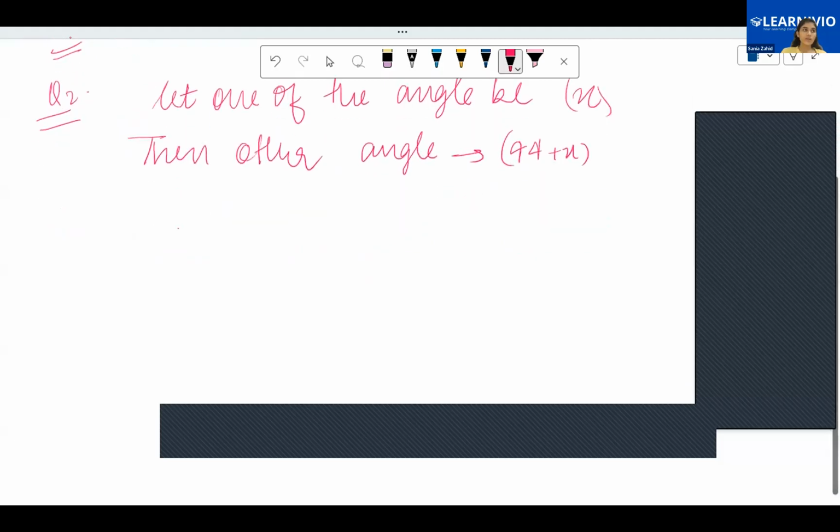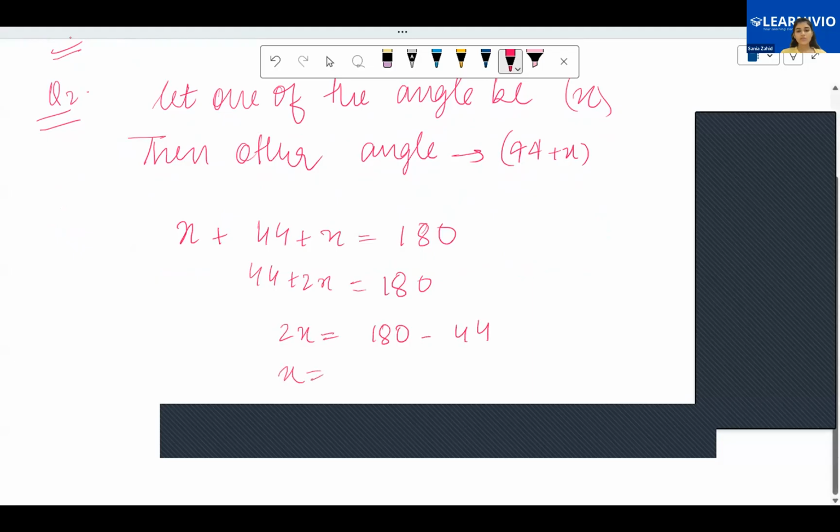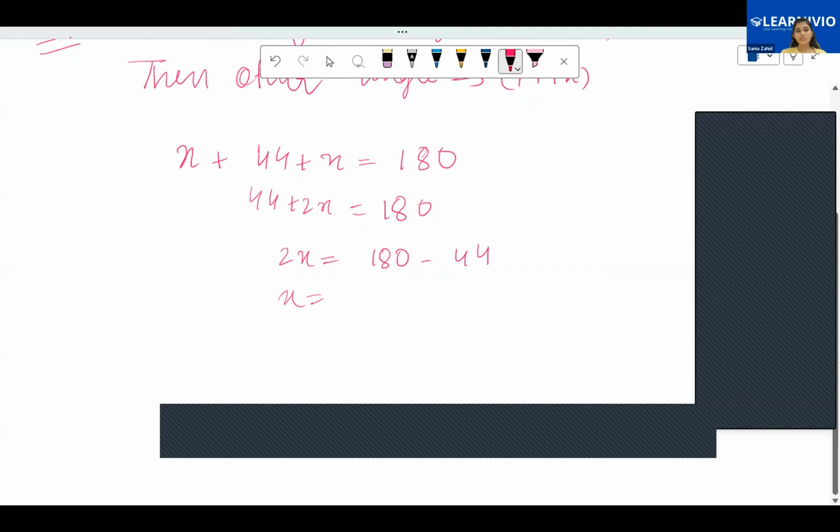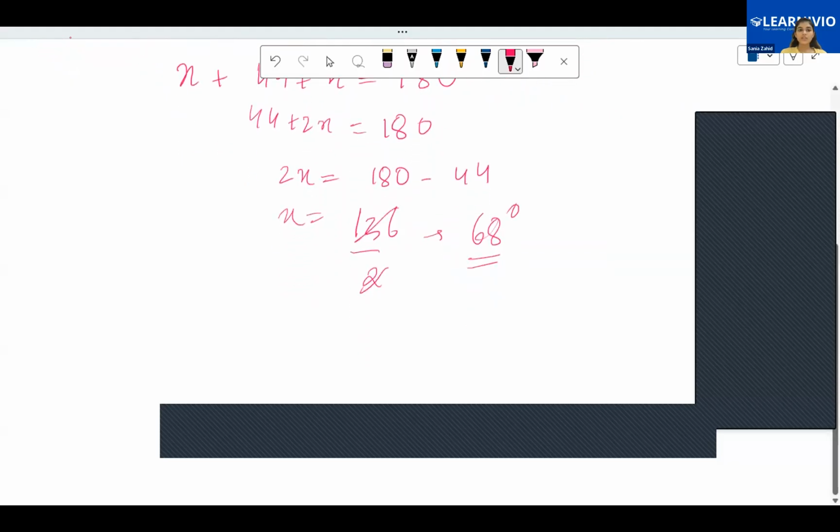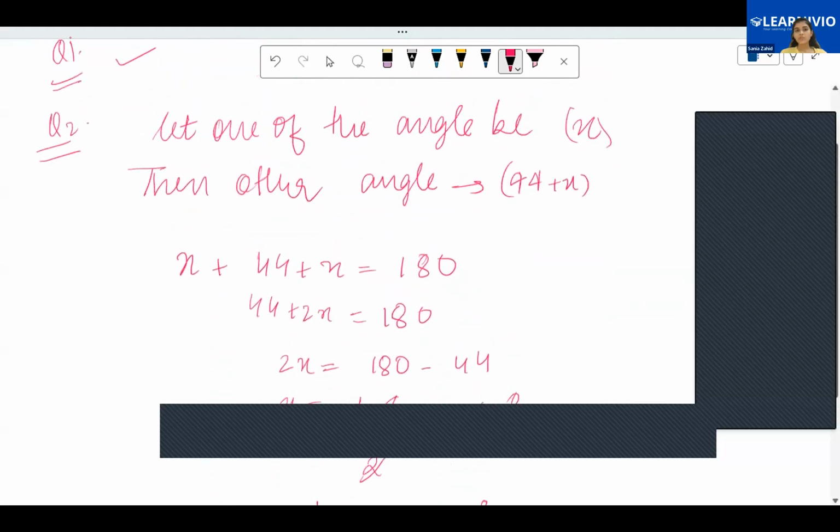These are two angles, and it is given that both of the angles are supplementary in nature. So x plus 44 plus x gives you 180. So 44 plus 2x is 180. Okay, 2x is equal to 180 minus 44. So x is equal to 180 minus 44, which is 136, divided by 2. You get 68 degrees. So one of the angles is 68 degrees. And what is the other angle? The other angle is 68 plus 44 degrees, so it is 112 degrees.